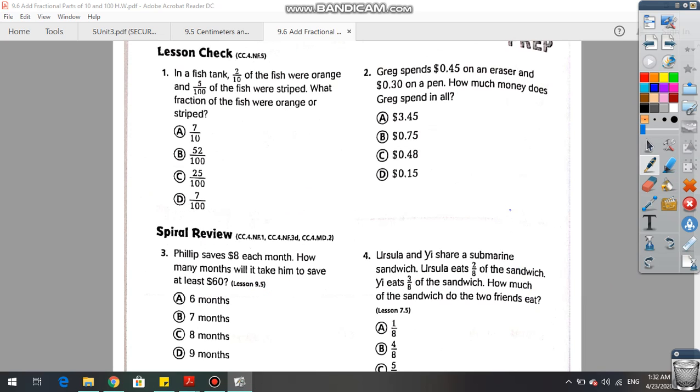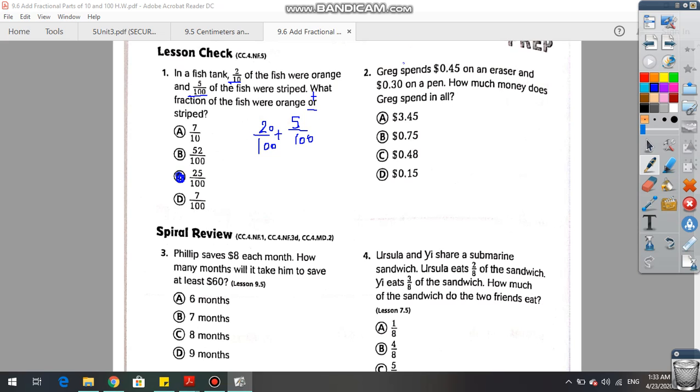Now guys, let's move on to the next page. Number 1, in a fish tank, 2 tenths of the fish were orange and 5 hundredths of the fish were striped. What fraction of the fish were orange or striped? Or means I will add both of them. So 2 tenths plus 5 hundredths. So I will do what? I'll add 0 here and add 0 here. So 20 plus 5, it's 25 hundredths.